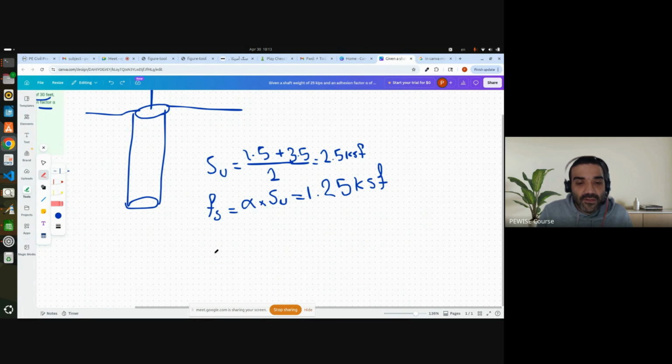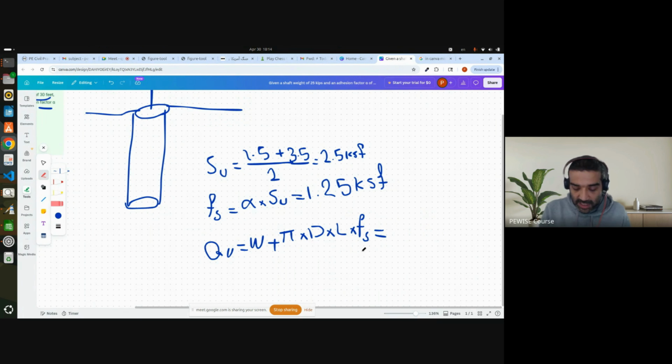So now that we have F sub S, we can calculate Q sub U, the ultimate capacity. For Q sub U, you can add the weight plus the perimeter of the circle, which is pi times D, times L. And this is the skin surface of the pipe. And then you multiply it by F sub S to get the final answer.